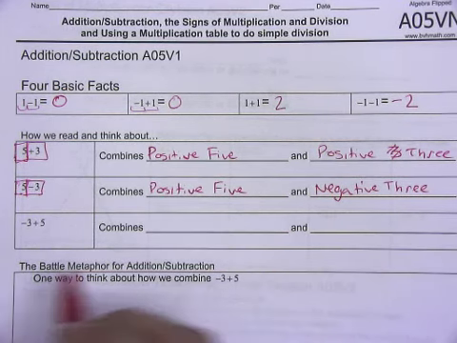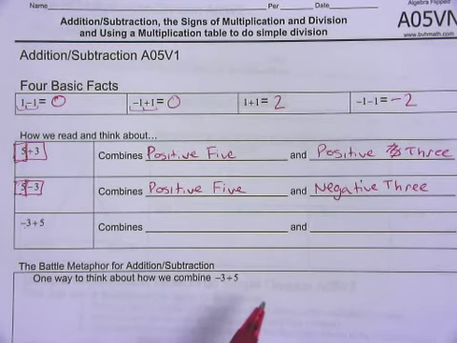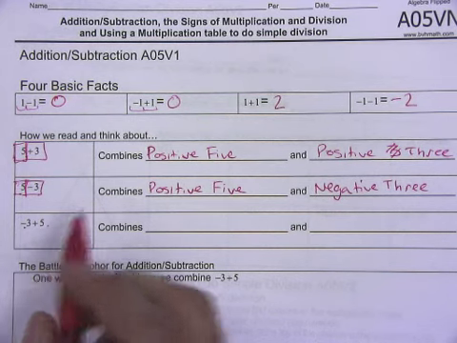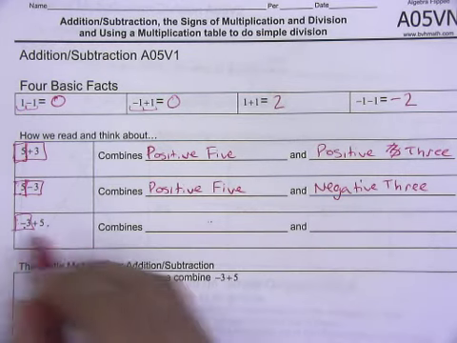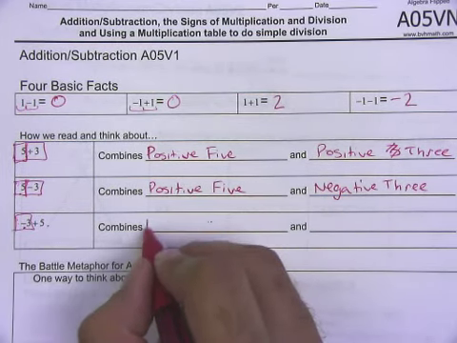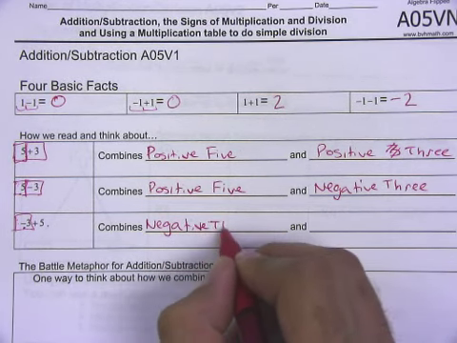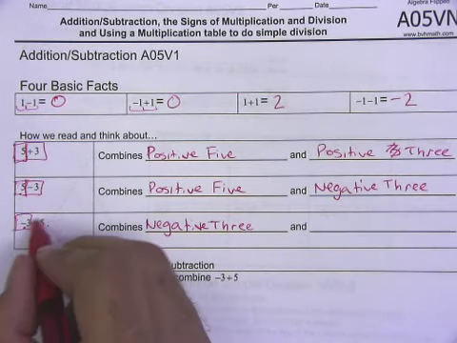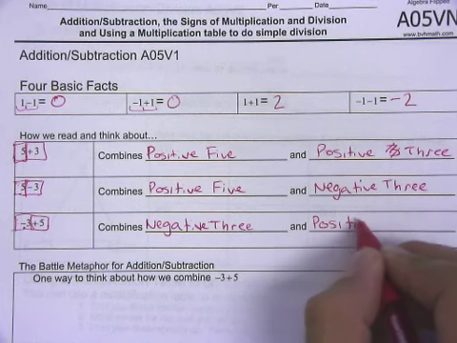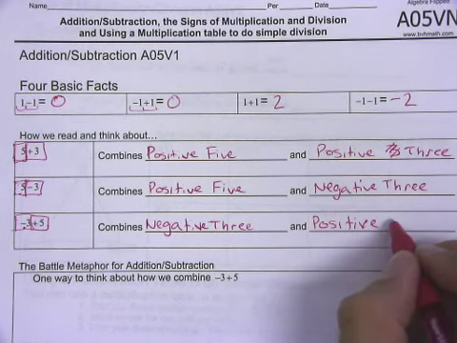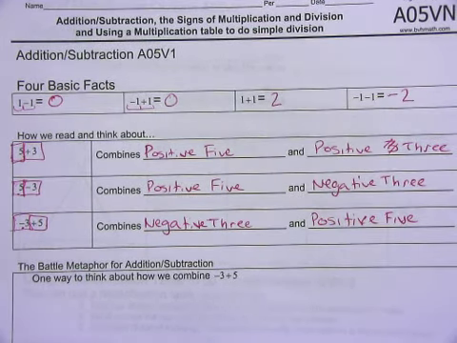Let's peek at this next one. The next one, negative 3 plus 5. This is where we start to get a little bit trickier for some of us. But first, let's just talk about what's happening here. We're combining this first number, which is a 3, and it has a negative sign in front of it, so we'll think about it as a negative 3. And the second one has a positive sign in front of it, so we'll think about this one being a positive 5.